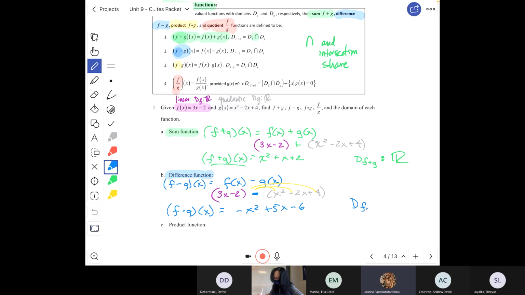And the domain of f minus g, so I'm just showing a little subscript, f minus g, is what? Again, all real numbers. How do I know that? Because it's just the intersection.